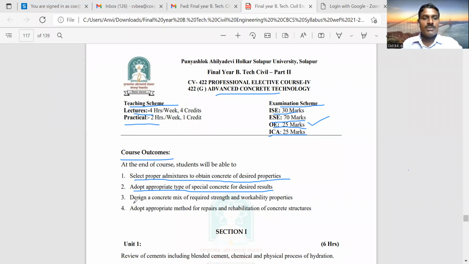Then the third outcome of this subject is to design a concrete mix for required strength and workability properties. As I told, there are various grades of concrete: M10, 15, 20, 25. If M10 concrete is there, what is the proportion of M10 concrete? M15 concrete is there, what is the proportion of M15? M20 is there. Who will tell?